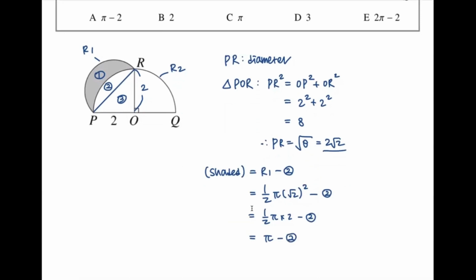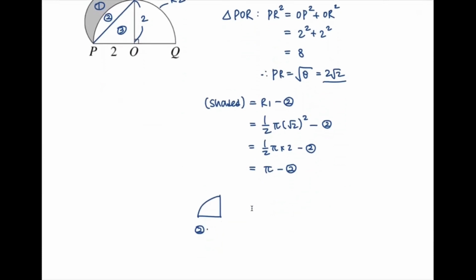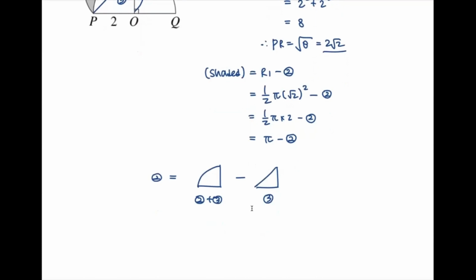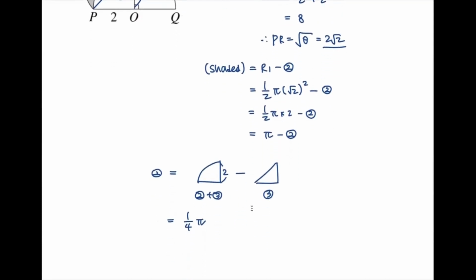We now have to get the area 2 using this area, which is area 2 plus area 3 minus area 3. That's how we get area 2. And therefore, we have to use the circle equation again, but a quarter of it, because it's a quarter of a circle, which is quarter times pi r squared. We know r is 2 here, since the radius is R2.